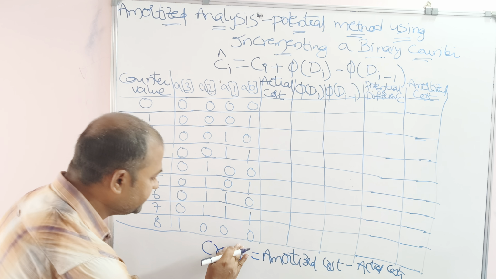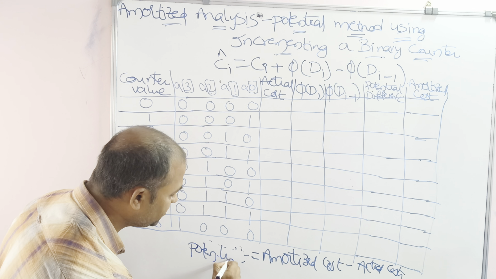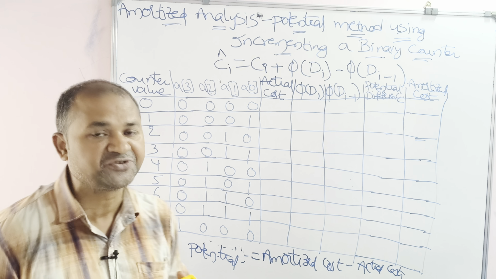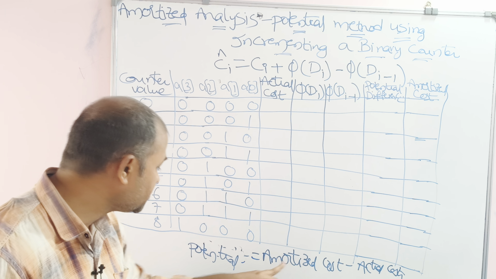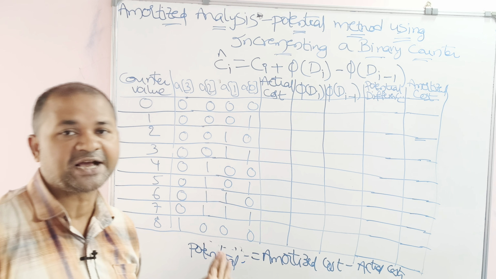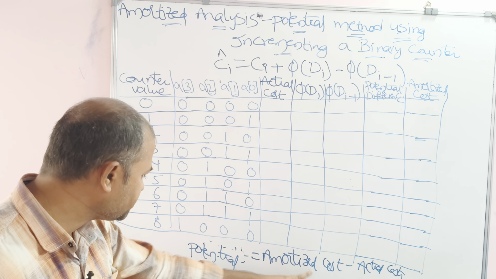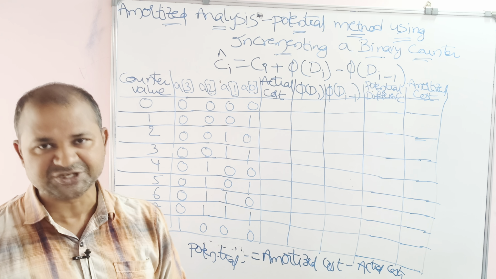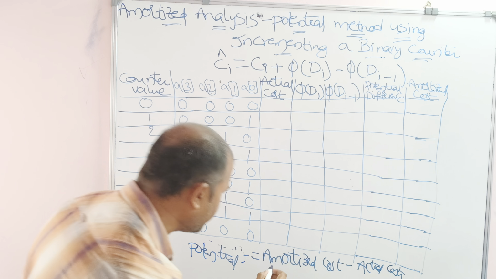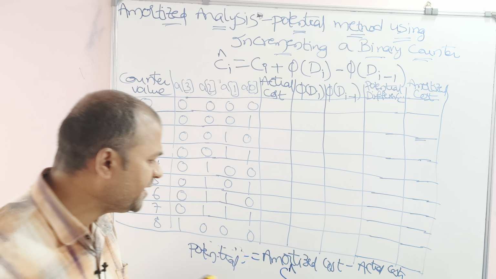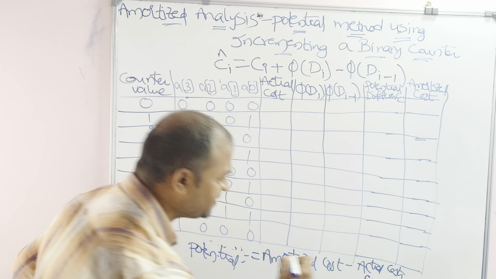In the potential method, in place of credit, we use potential. So potential equals amortized cost minus actual cost. What is the formula for the amortized cost? Amortized cost equals potential plus actual cost. Moving the actual cost to the left-hand side, amortized cost equals actual cost plus potential. In the accounting or potential method, the amortized cost is denoted by C bar, whereas the actual cost is represented by C.